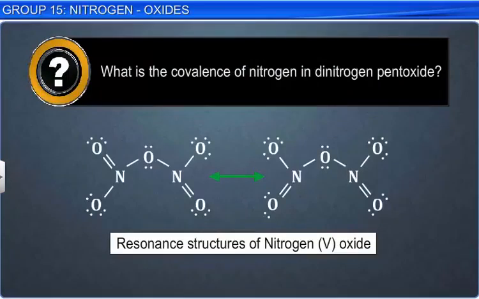What is the covalence of nitrogen in dinitrogen pentoxide? From the resonance structures of dinitrogen pentoxide, it is evident that each nitrogen atom is bonded to 3 oxygen atoms by 4 covalent bonds. Hence, the covalence of nitrogen in dinitrogen pentoxide is 4.